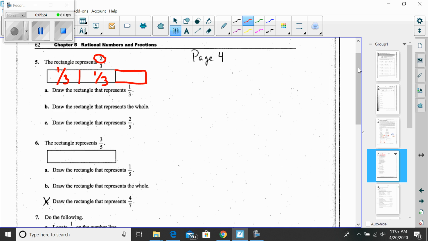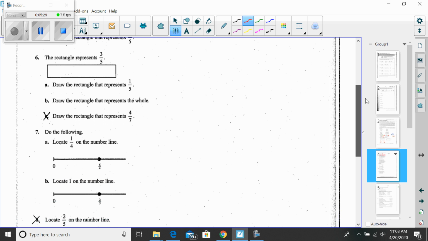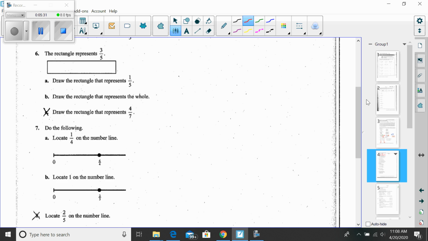Okay, so go down to number 6. The rectangle represents 3/5. The rectangle is 3 of these things that I call fifths. I want to draw a fifth, and then I want to draw the whole. So pause the video and try that.